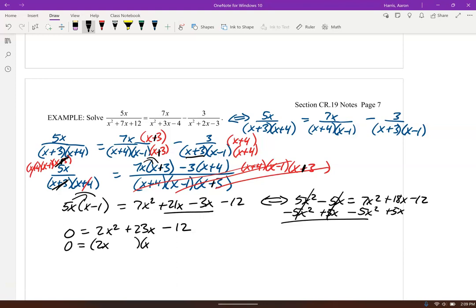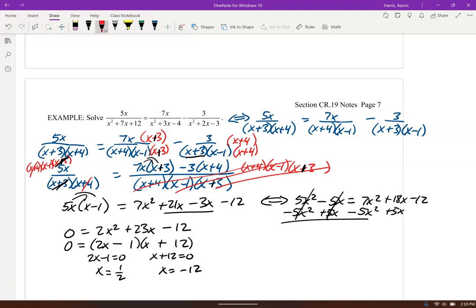2x, x, I think about factors of 12. Let's see, 1 and 12. Yeah, that'll be plus, that'll be minus. Check that: 2x squared plus 24x minus x minus 12. There it is. So 2x minus 1 equals 0, x plus 12 equals 0. So my proposed solutions are add 1, divide by 2, divide by 2: a half and negative 12.